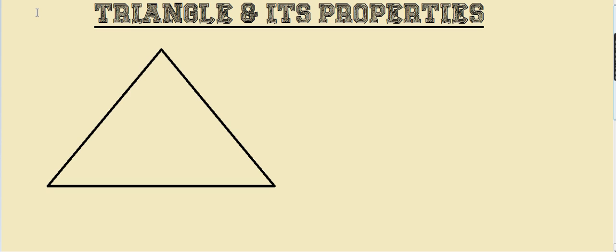Triangle is a figure that is bounded from three sides. A figure which is bounded from three sides, that is called a triangle. So it has three sides and it has three angles. If you can see on the screen, there are three angles to it, and if you add all these three angles, they always sum up to 180 degrees.